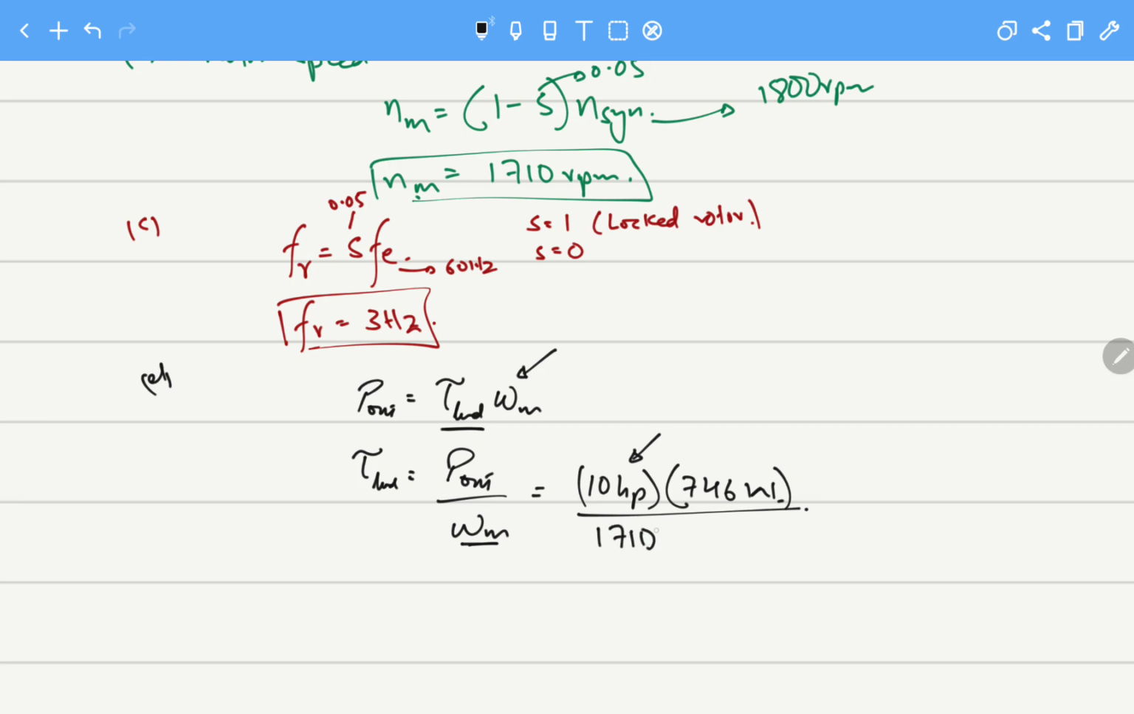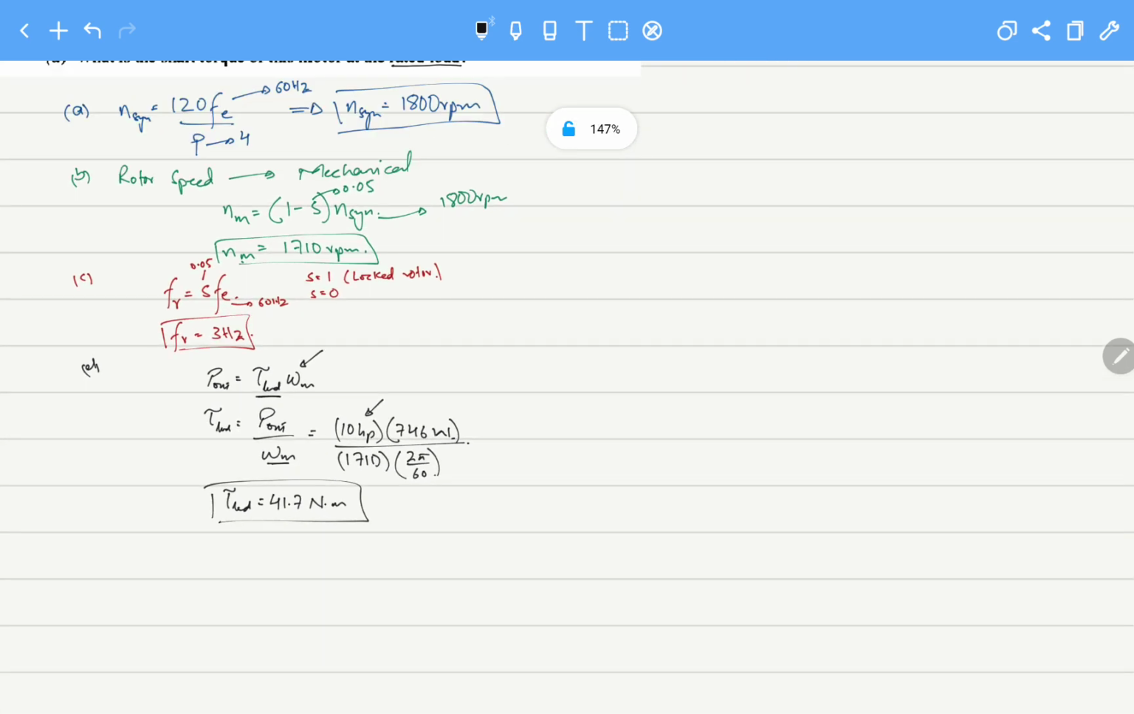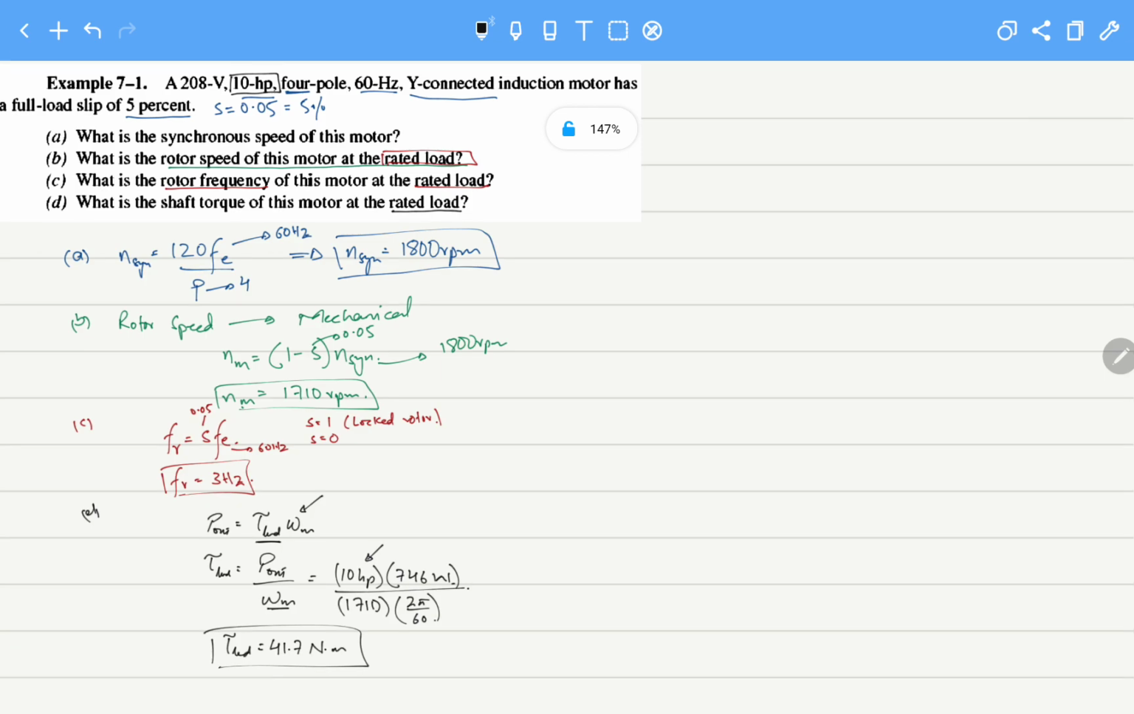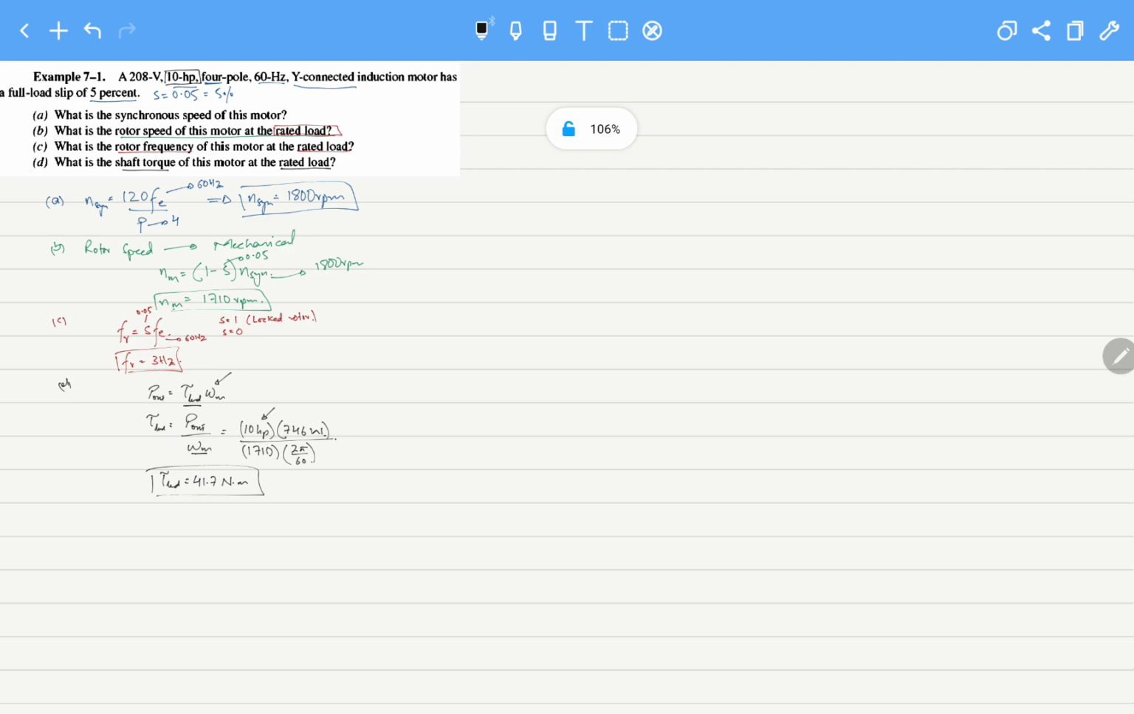It is 1710 RPM. And we will convert this into radians per second, which we do by multiplying by 2 pi over 60. So by calculating this, the load torque will become 41.7 Newton meters. This is the maximum output torque that the motor will be producing. This is the shaft torque that will be produced by the motor. So that is how this will be solved.